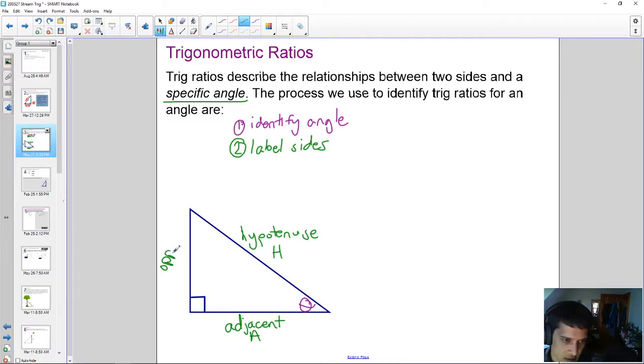Opposite. And I'll mark that with an O. Okay? Sweet. So we identify the angle we're talking about, this angle theta. We label our sides. Hypotenuse is always the longest, adjacent's next to our angle, and opposite's across from our angle. And then step 3, we can now write out our relationships, our ratios.